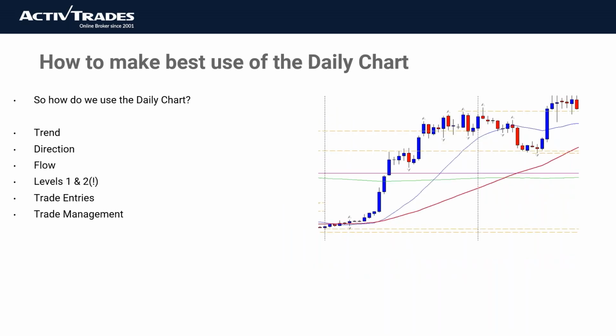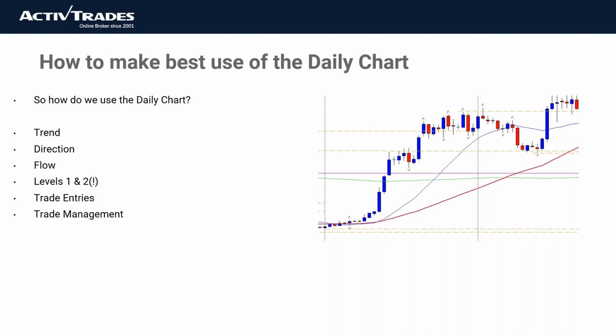So if we're going to have a little look at the daily chart, how do we use it? What are we interested in? And we'll look at live charts in a while as we move across. But one way we can use the daily chart is to help us identify the trend, which is something I'm always keen to get across.